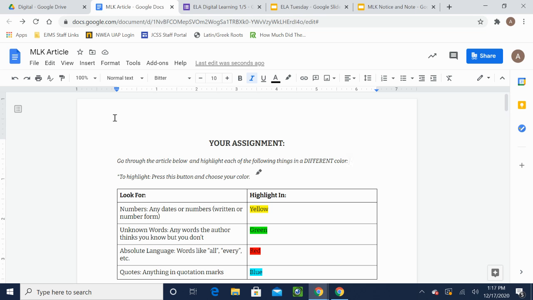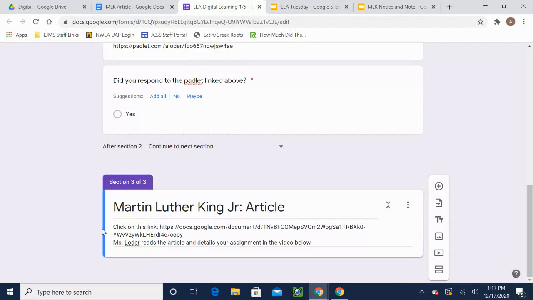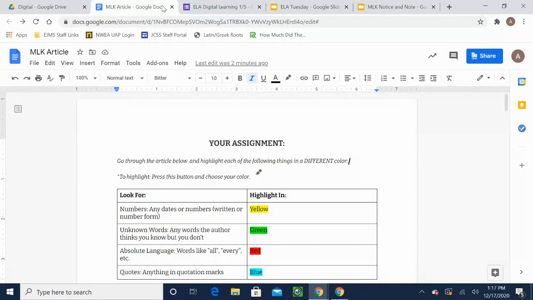Your assignment should have taken you to the page that my screen is on right now. If you don't know how I got here, you should be on this section and it's going to say Martin Luther King Jr. article and it says click on this link. That is what I clicked on to get here and it made me make a copy. So that's how I got there.